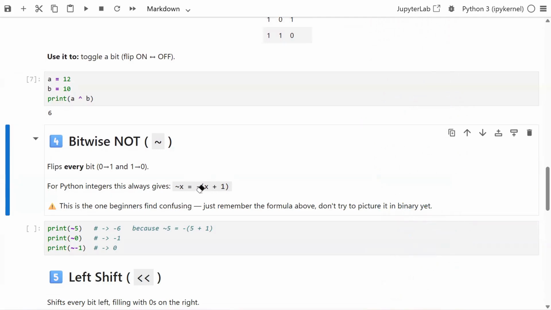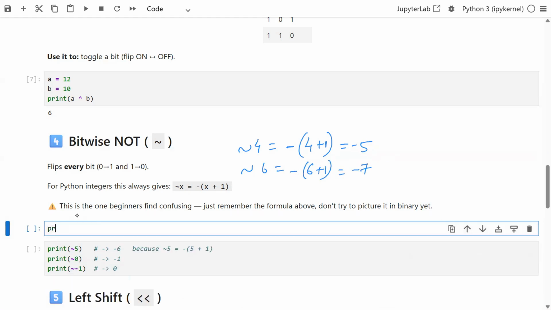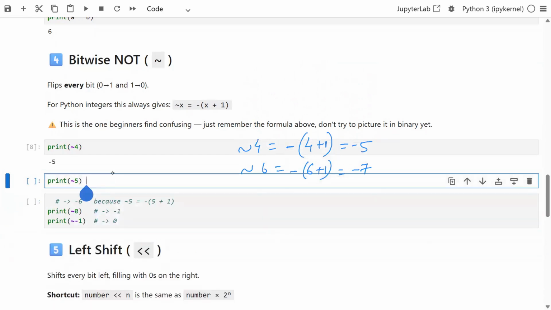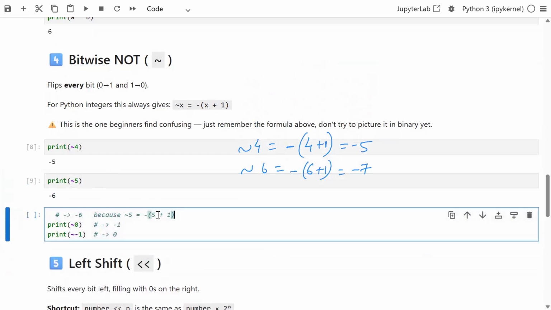Not. So there is a formula for not. If you take any number, not of 4, first you have to add 1 to this 4, then after adding 1 you have to apply minus, means final minus 5. Bitwise not of 6 equals 6 plus 1, minus 7. So I will run print not of 4, I will get minus 5. Not of minus 5, I will get minus 6. Okay, this is the formula.